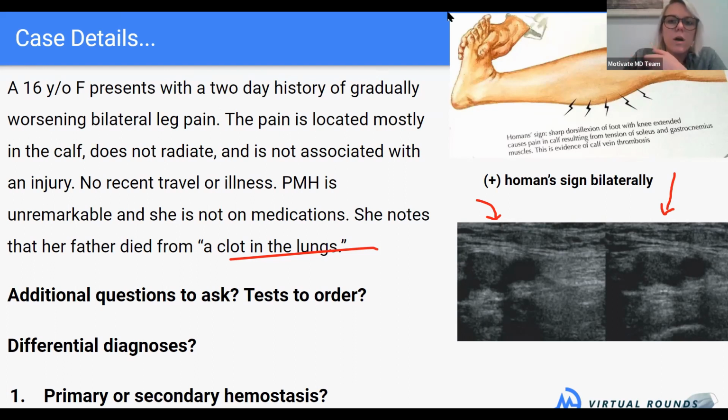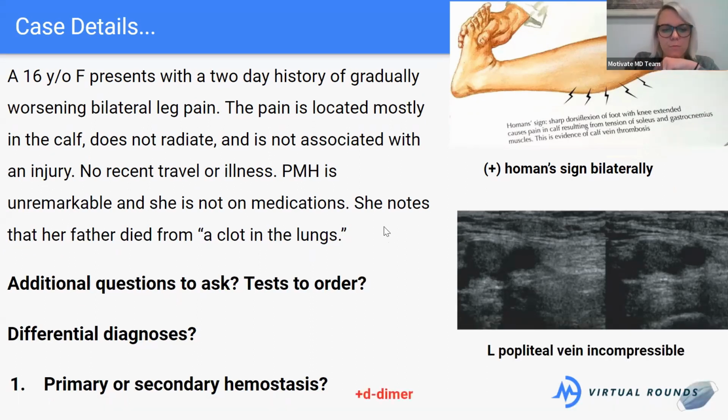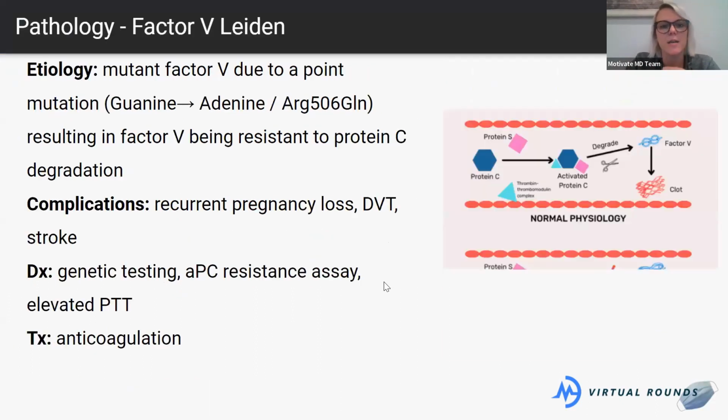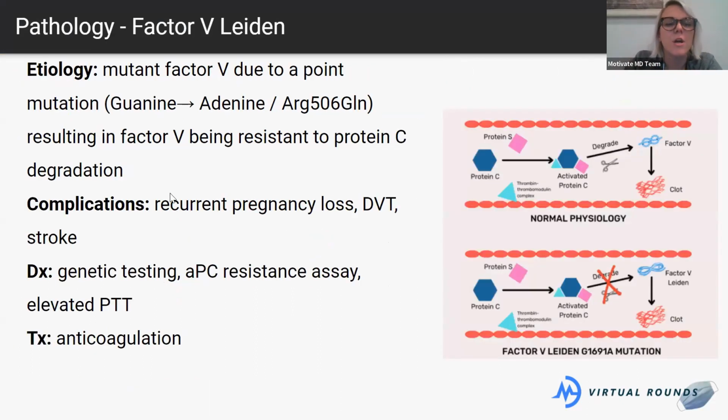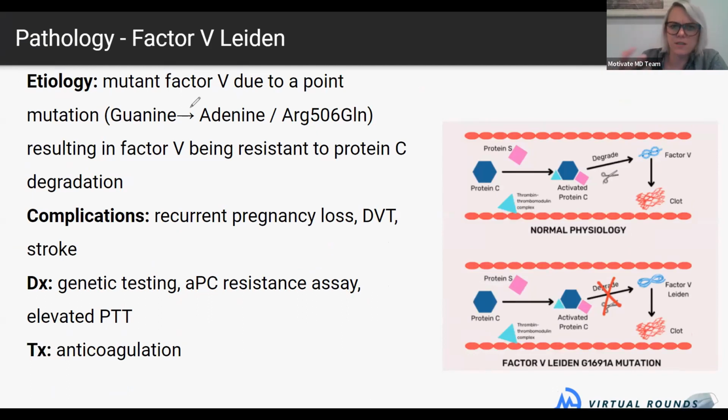And let's talk about what actually is going on with this patient. We have a patient, only 16 years old, unprovoked, who has a blood clot. Dad had a PE, it sounds like, and died from it. We also had a positive D-dimer. There you go, I put that in last as anticlimactic. But what we're talking about here is something called factor V Leiden. The etiology behind it is a mutant factor V, and this is because of a point mutation.